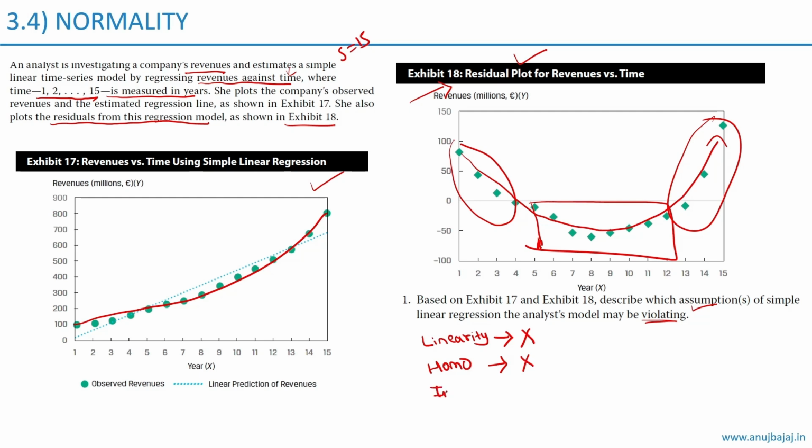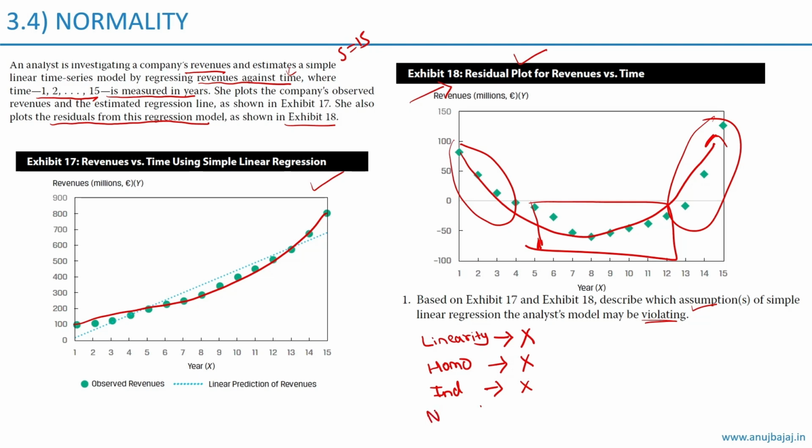The third assumption is independence. When there is autocorrelation present between the observation pairs, even the residual terms are correlated. That is, even the residual terms exhibit a certain pattern. Even in this case, the residuals are exhibiting a certain pattern. So we can conclude that even the third assumption is violated.